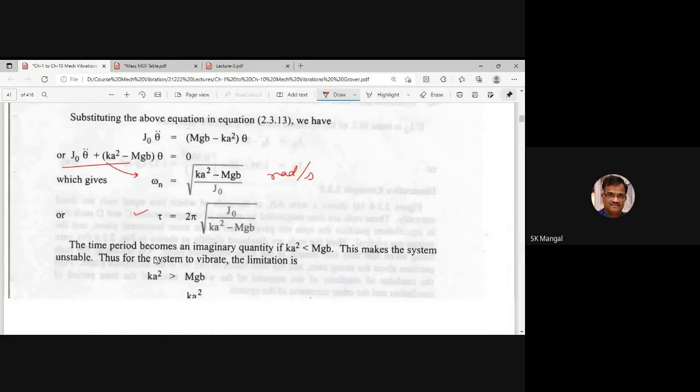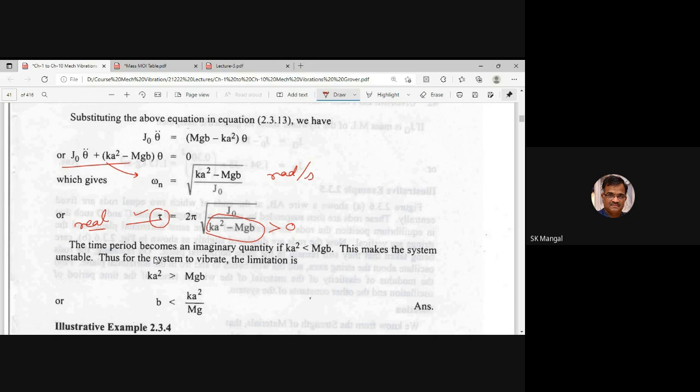Now from this you can find the natural frequency of the system in radian per second, and you get a time period for this. And you know that this time period cannot be an imaginary number. It will always be a real number. And for a real number, this denominator must be more than 0. When it is less than 0, it gives an imaginary number, and for that condition there will not be a time period. So this is the limiting condition for vibration of the system.